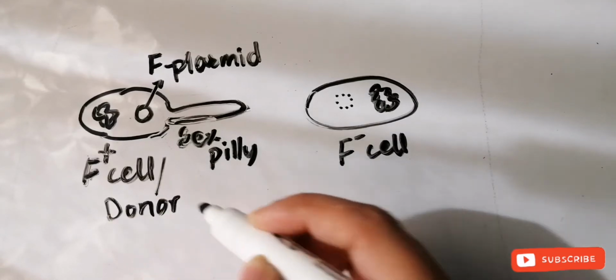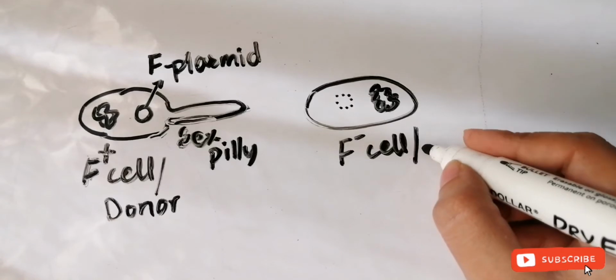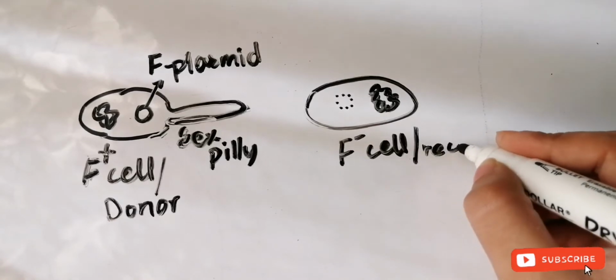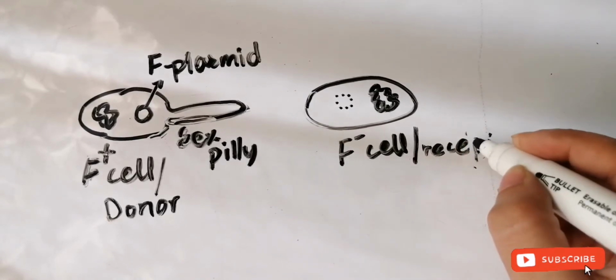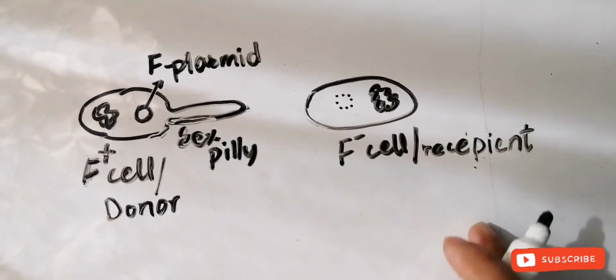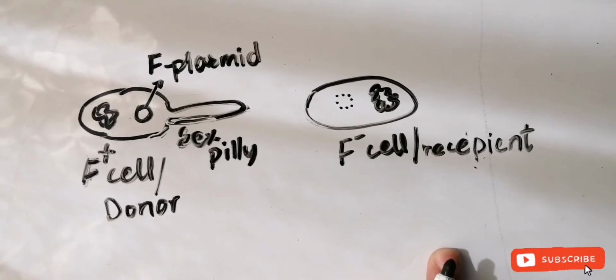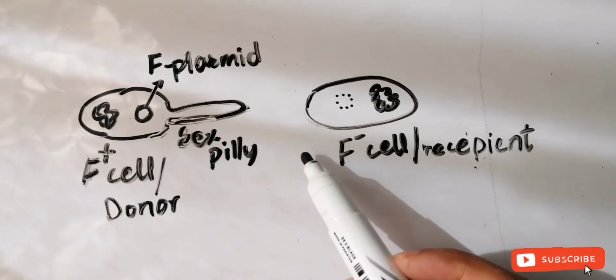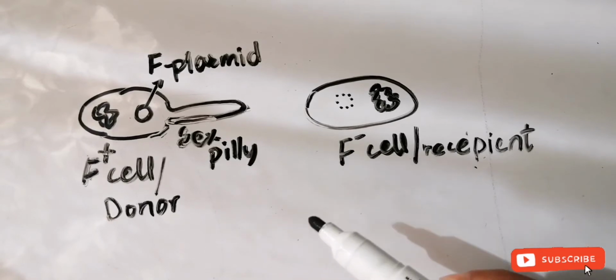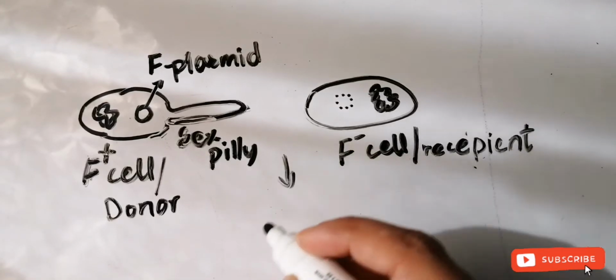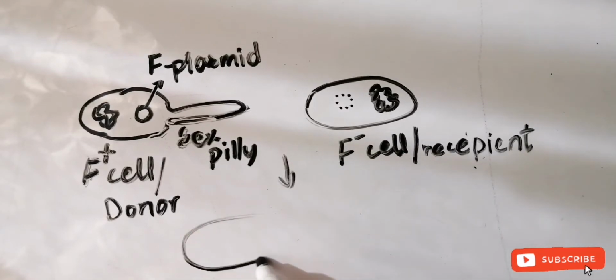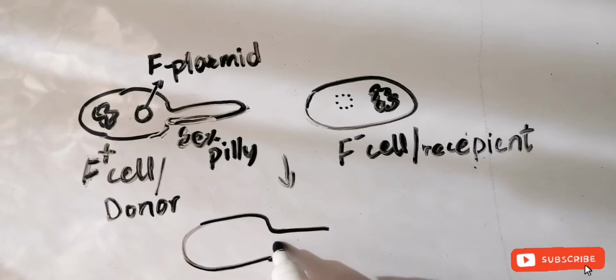So this bacterial cell, the F positive cell, is also known as the donor cell. The other is going to receive it, so it is also known as the recipient cell. They call it an F negative cell because it doesn't have the fertility plasmid in it. Once the F positive cell forms its sex pilus, it starts to generate a connection between these two cells. So in the next step, they come in close with each other and start to transfer the genetic material.